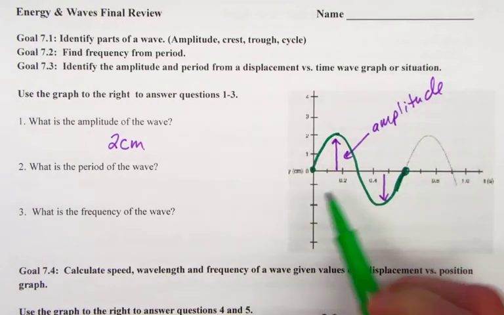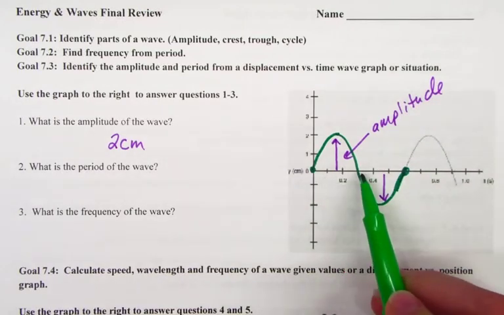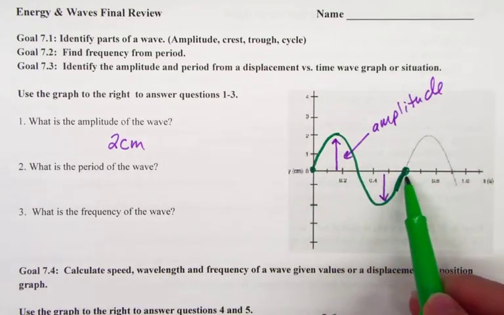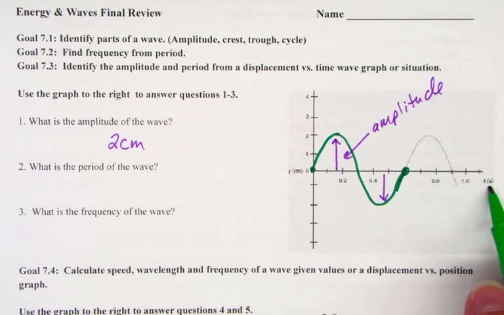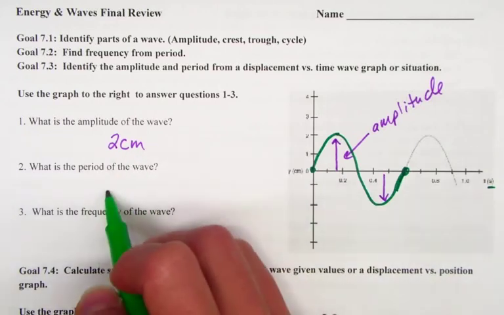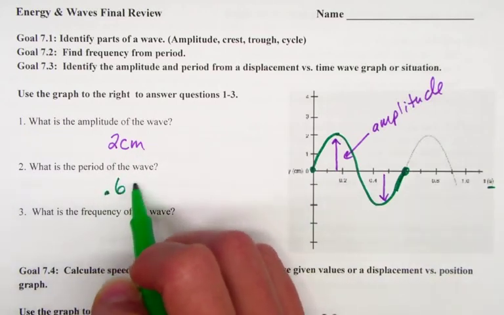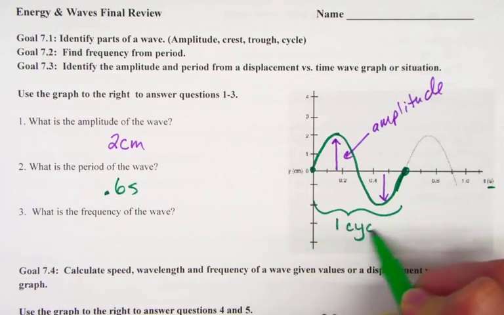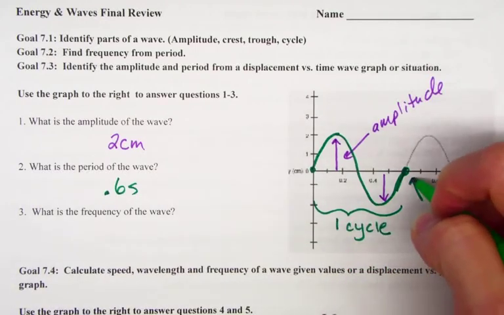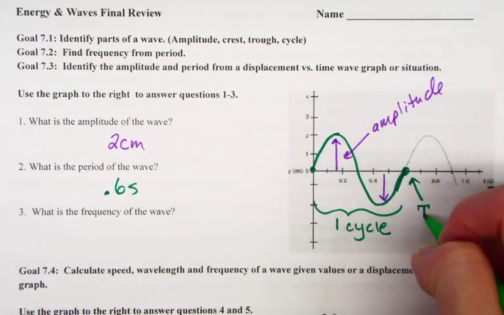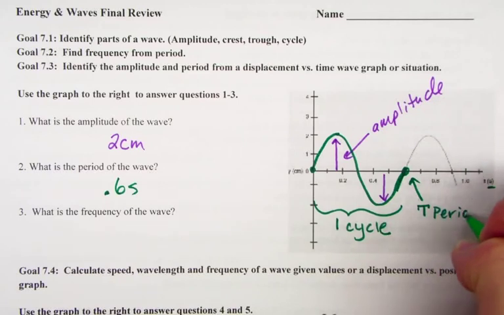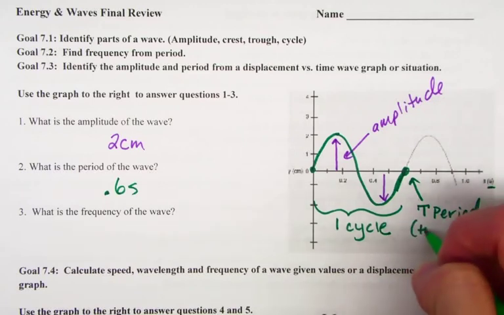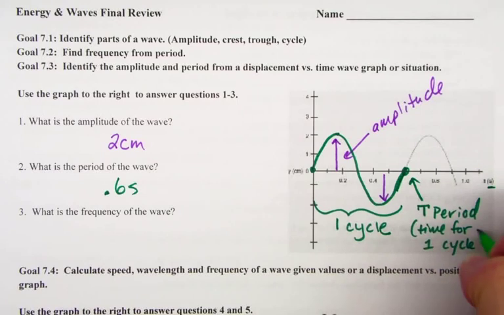And if I take a look here, it looks like we're going by 0.1, 0.2, 0.3, 0.4, 0.5. This is going to be 0.6. And I know this is hard to see, but that's in seconds. So 0.6 seconds. So this is one cycle, okay? And this is the period, which is the time for one cycle.